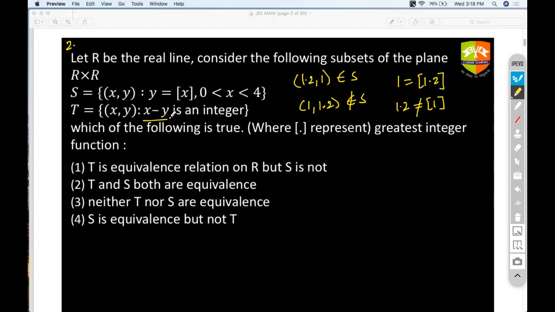Now x minus y is an integer will always be an equivalence relation because it will be reflexive, symmetric, transitive, and hence equivalent. So 1 is correct because it says T is an equivalence relation on R but not S. So the first one to answer this was Saundarya. Well done. Good. Let's move on to the next one.